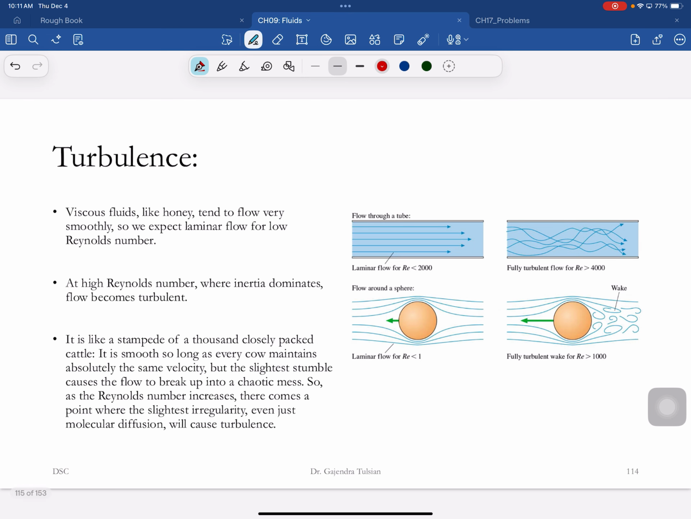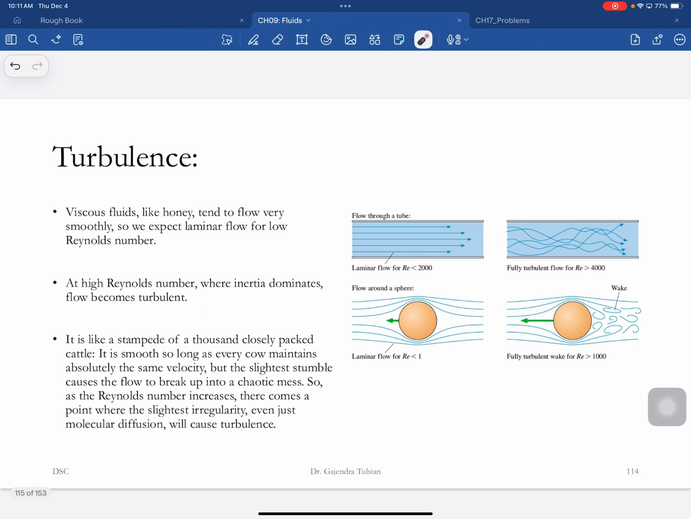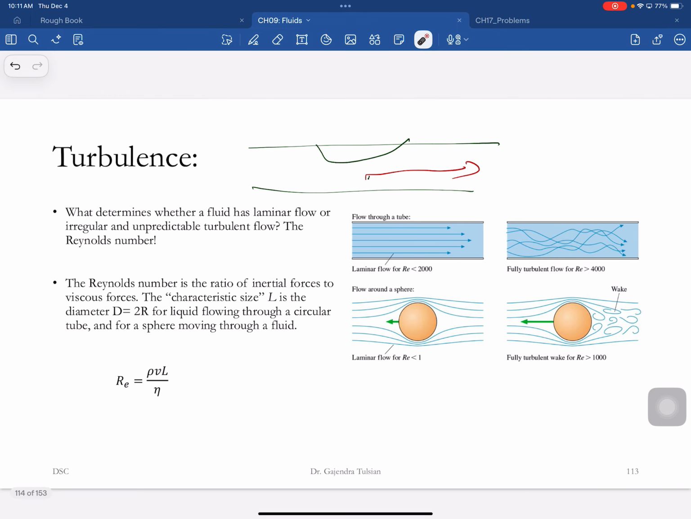So here's a problem. Viscous fluids like honey tend to flow smoothly. If viscosity is too high, then in general you're never going too fast, and the flow is always laminar. At high Reynolds number, by the way, the Reynolds number is the ratio of inertial forces to viscous forces.